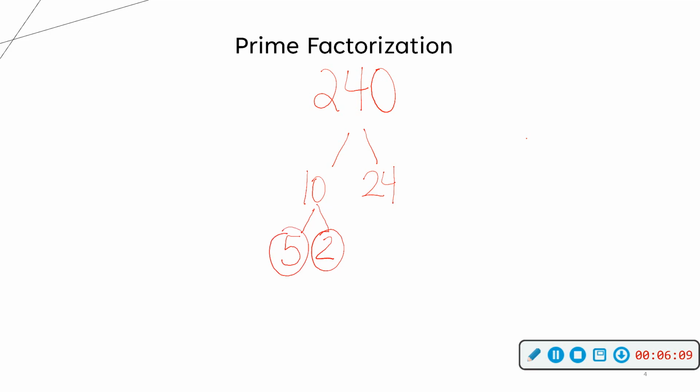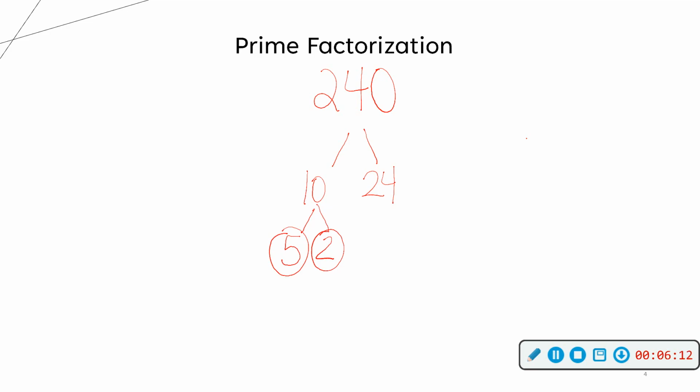Let's try our last problem. Let's try 240. Anytime you have a number that ends in 0, you know you can multiply that by 10. Now what times 10 will give us 240? 24. So 10 times 24 will give me 240. Neither one of those is prime, so I'm going to keep on going. We know that 5 times 2 gives me 10. So both of those are prime, so I'm going to circle them.